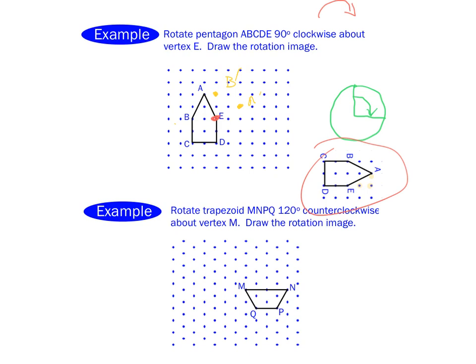C is 2 spots to the left of B. So that means that C is going to be, so it's from the new B. So that's just C prime right there. And therefore D prime is going to be 2 spots down from C prime. So it's going to be right there.